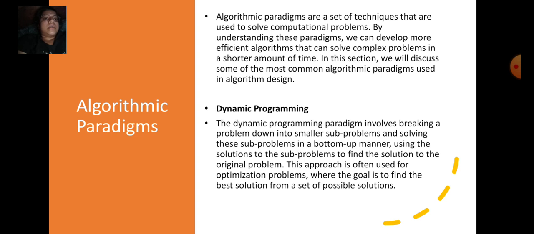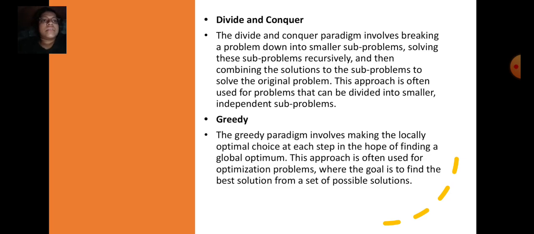Dynamic programming. The dynamic programming paradigm involves breaking a problem down into smaller subproblems and solving these subproblems in a bottom-up manner, using the solution of a subproblem to find the solution to the original problem. This approach is often used for optimization problems, where the goal is to find the best solution from a set of possible solutions.